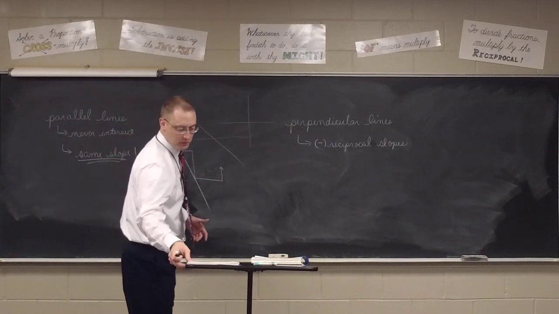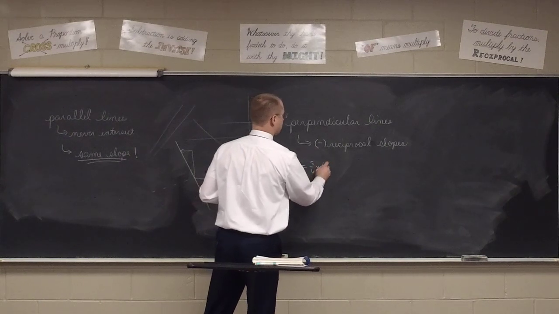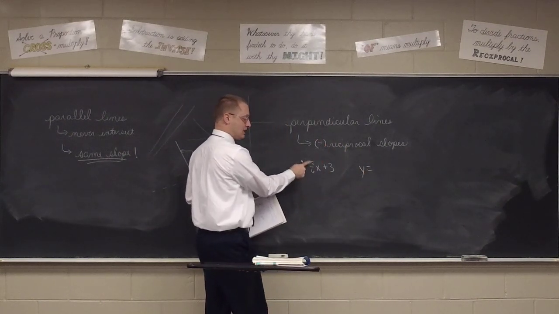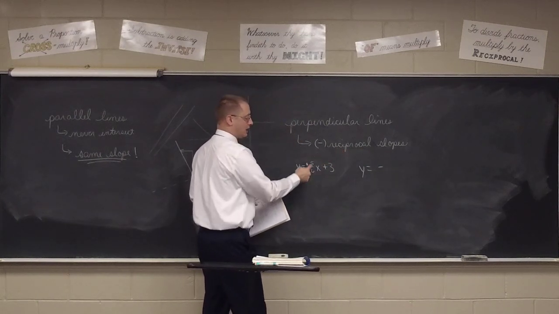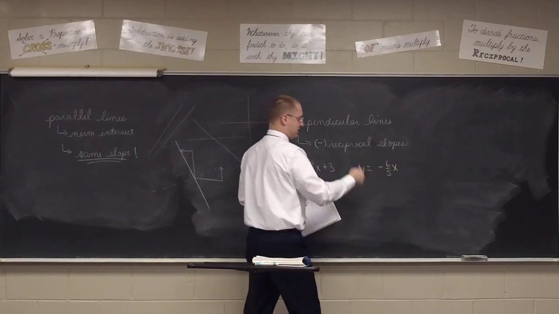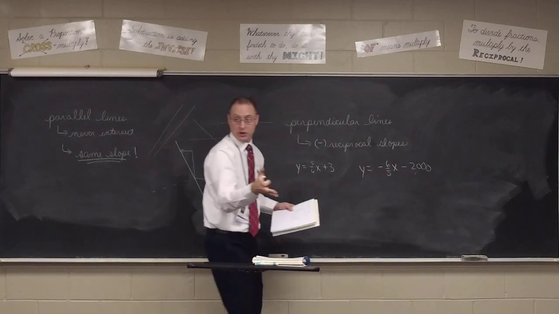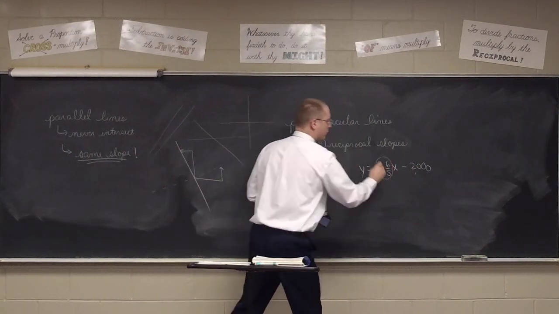So for instance, if I had y is equal to 5/6 x plus 3, a perpendicular line would not have a 5/6 slope. It would have the negative, since this is positive, this would be negative, reciprocal, negative 6/5 x minus 2,000. I don't know. It really doesn't matter what the number is there, right? As long as the slopes are negative reciprocals.